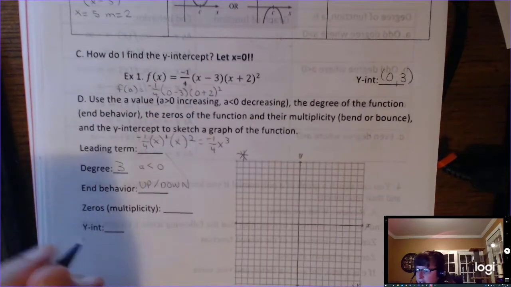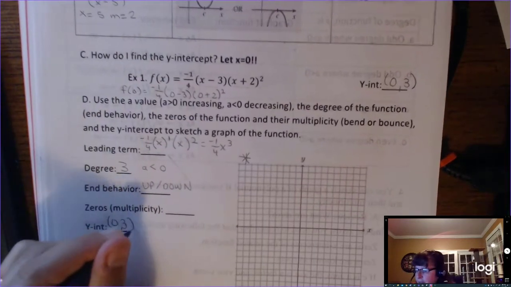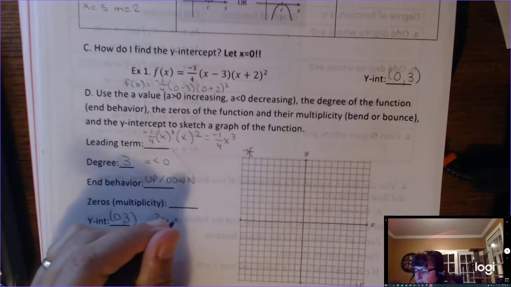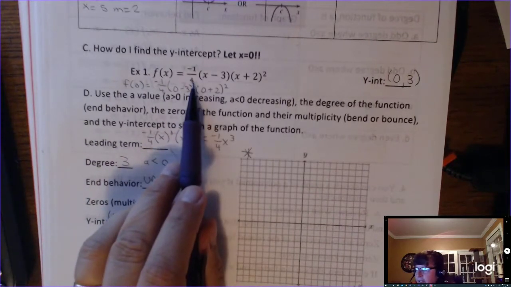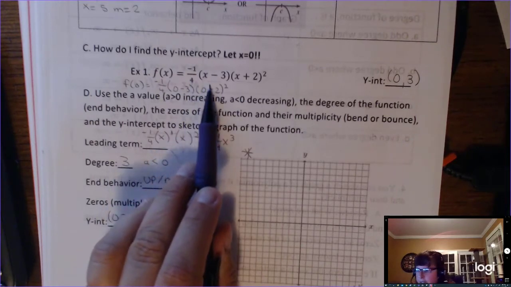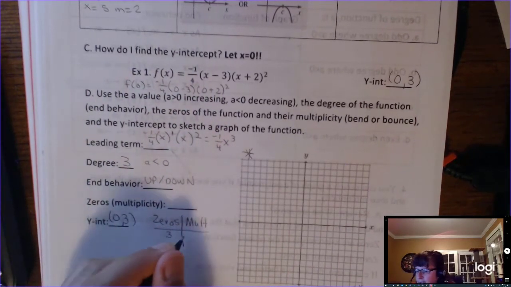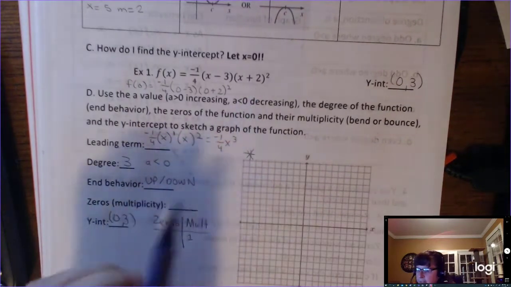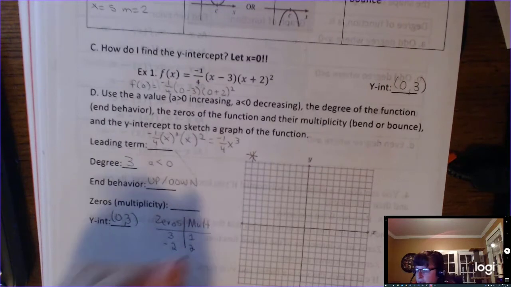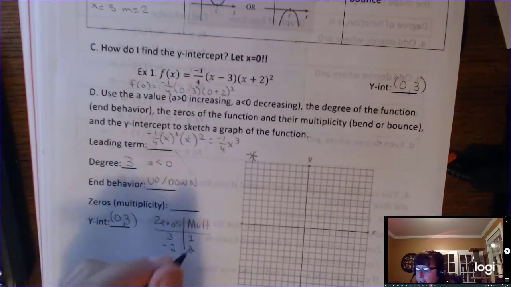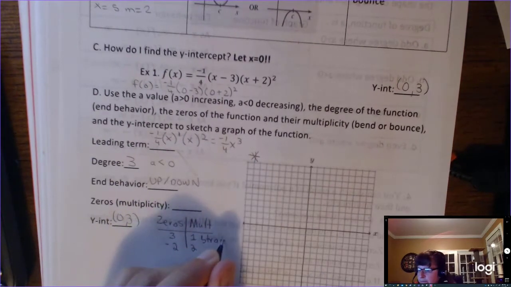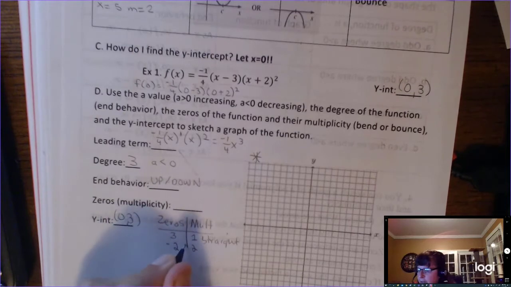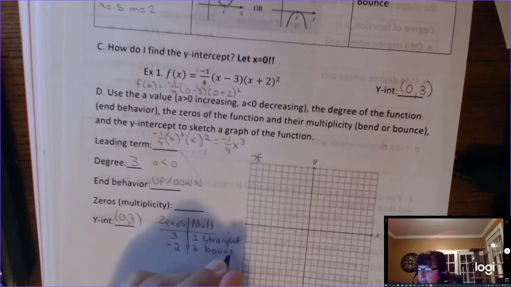Alright, now let's look at the zeros. We already have the y-intercept. So the zeros, I'll write a little table. Okay, so negative 1/4 doesn't give me a 0. Negative 1/4 doesn't have an x with it. It's a constant. But x minus 3 gives you the 0 of 3, and it has a multiplicity of 1. X plus 2 quantity squared gives you a 0 of negative 2, and it has a multiplicity of 2. Okay, so at this 3, the multiplicity 1 means you're going to go straight through. And at this negative 2, the multiplicity of 2 means you're going to have to bounce it.